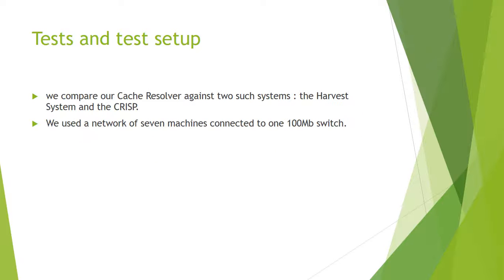And the test and test setup. Basically, we compare our cache resolver against two types of such systems: the Harvest system and the Crisp. We believe that our design would give us better performance than the existing web caching systems we studied. To test our system, we used a network of 7 machines connected to a 100 MB switch. 3 of the machines ran Squid as the proxy cache program. Another machine was designated as a web server and was placed on a 10 MB link in order to make data transfer with the web server costly.